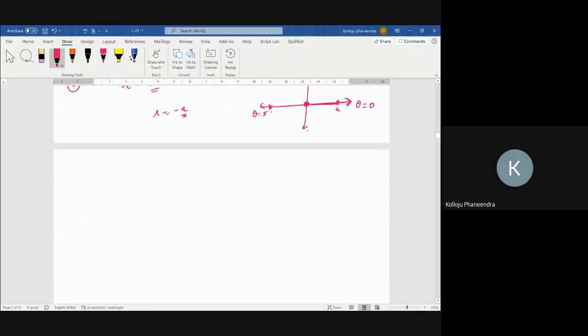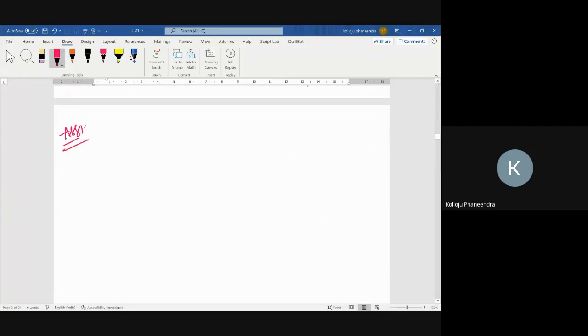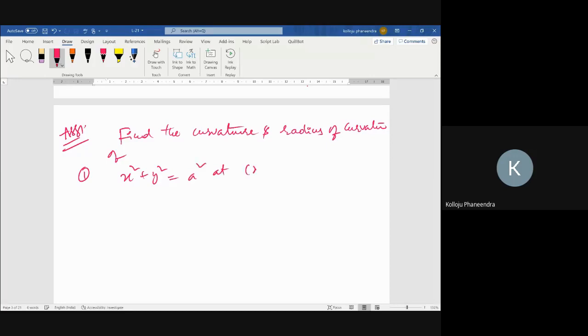You try this, this is an assignment. Find the curvature and radius of curvature. First problem: x square plus y square equal to a square at any point (x, y). Second one: x equal to a into (t minus sin t), y equal to a into (1 minus cosine t) at t equal to pi.